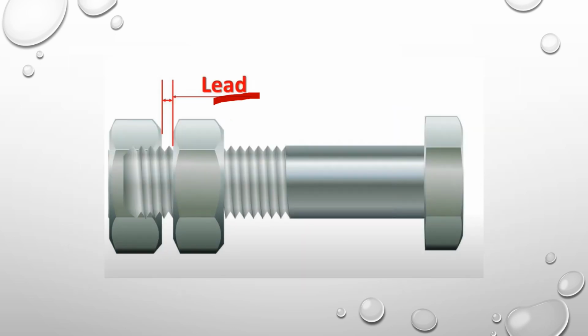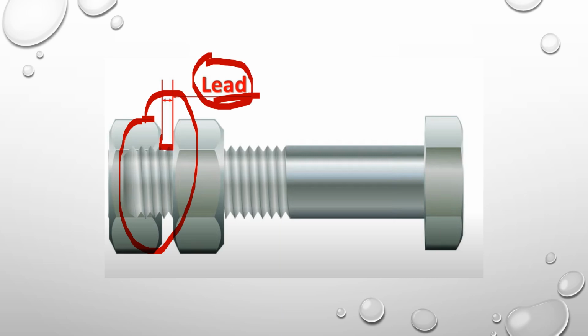Lead means in one turn how much distance it will move. If I move the nut one turn, starting from here, it revolves and comes to the same position. How much distance it travels is called lead. The distance traveled by the nut in one complete turn.